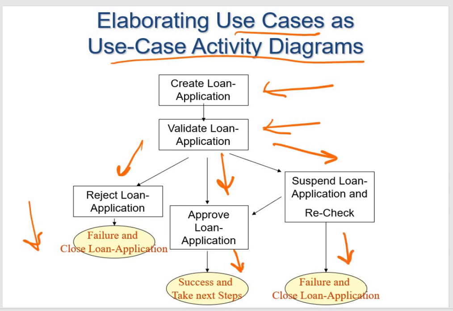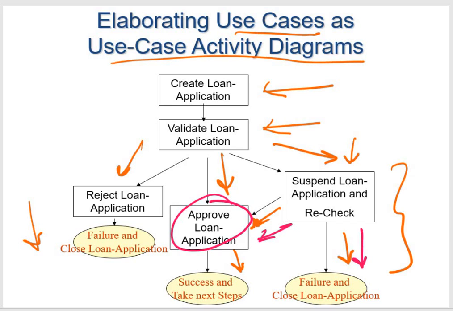So what we have is create loan application, validate loan application. In this case either I'll reject and it would be a failure and a closure, or else I'll approve and take the next step, or else I'll suspend and recheck. Once again I'm reaching the failure, and from here I can move to this part as well. That means after suspension I got some inputs, so once again I can approve it. So what I have done here is the elaboration part.